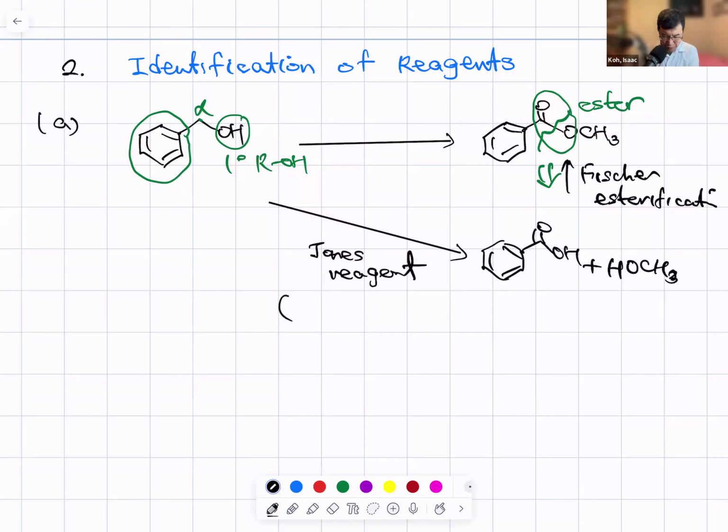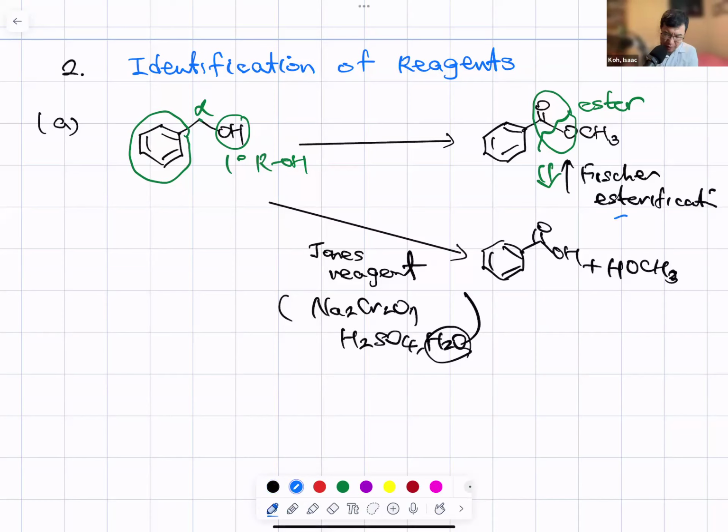For Jones reagent, you can use sodium dichromate and sulfuric acid. And in acidic condition, it will be making it all the way. Water is important, aqueous acid, it will be making it all the way to carboxylic acid. And then this one in acidic environment, we need an acidic environment, and a catalyst is required to make Fischer esterification to make the final product. Or can we make this ester another way?